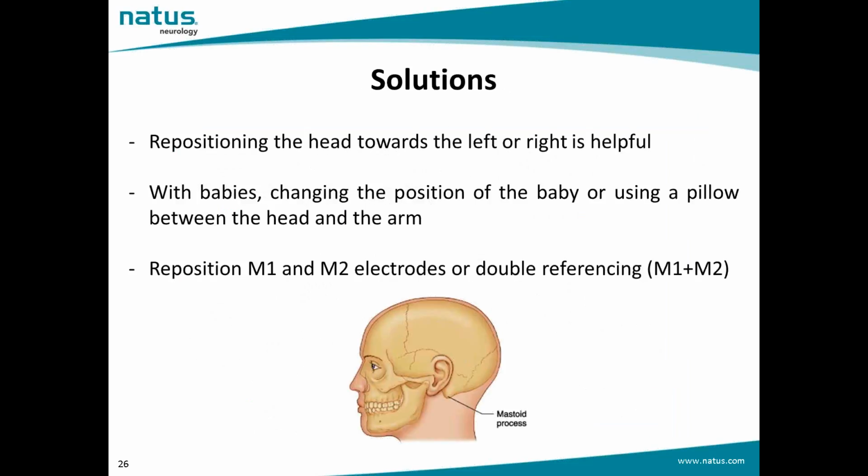In contrast to most other artifacts, the ECG artifact usually cannot be eliminated by corrective actions during the recording, such as improving the contact or replacing the electrode. Occasionally, repositioning the head towards the left or right is helpful. For instance, when a mother holds her baby during the EEG recording and some ECG artifacts occur, only by changing the position of the baby or using a pillow between the head and the heart, the ECG artifact can be reduced or removed.